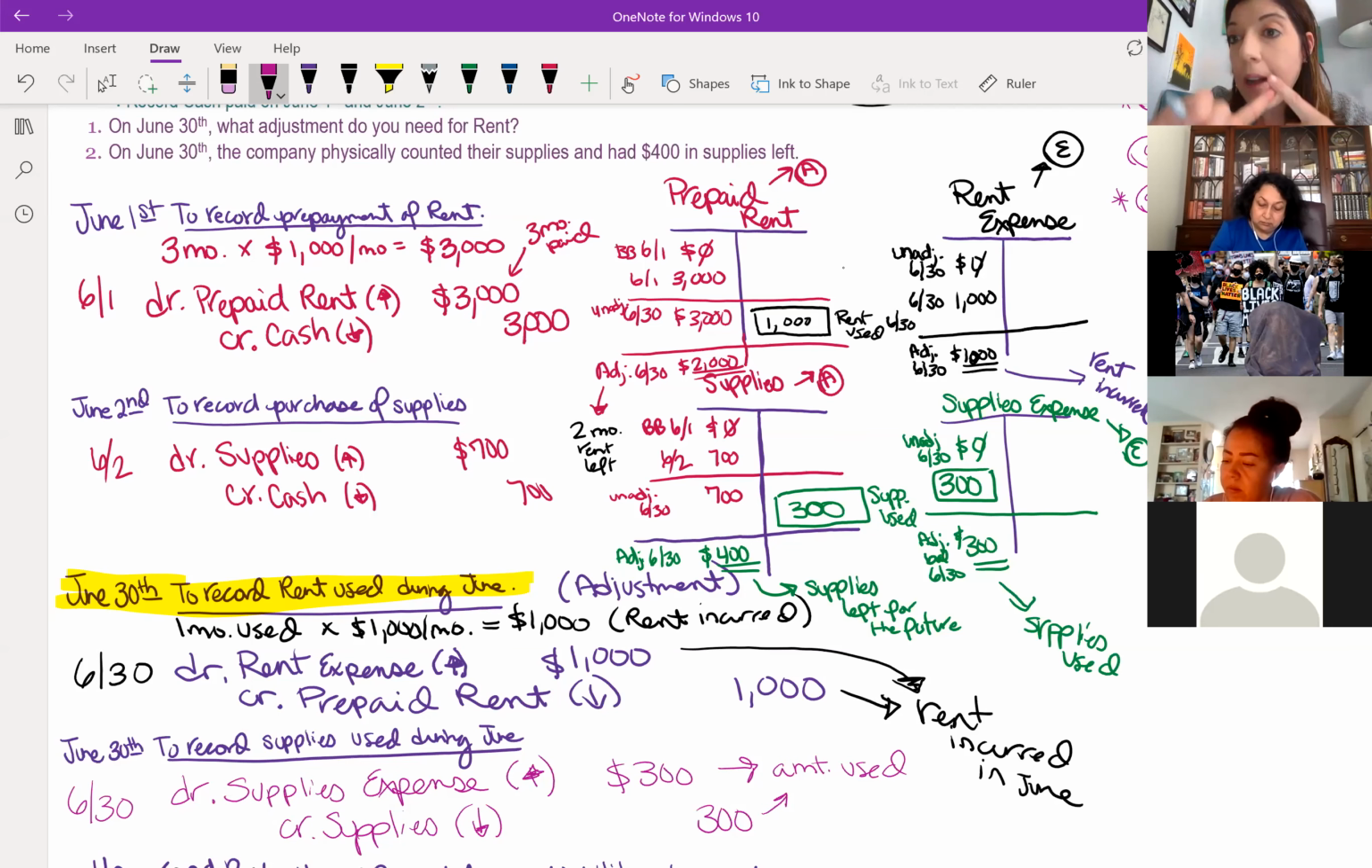Now, my asset balance is correct. It reflects how much I have in supplies to use in the future. And my expense account is correct. It reflects how much in supplies I used during the period.